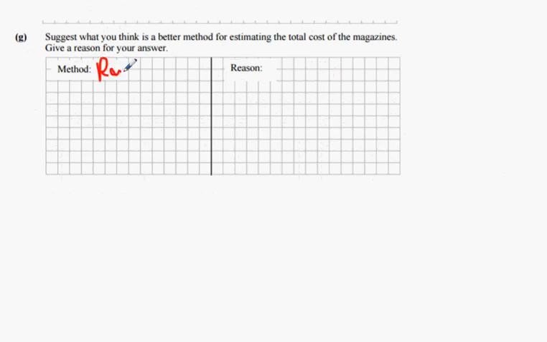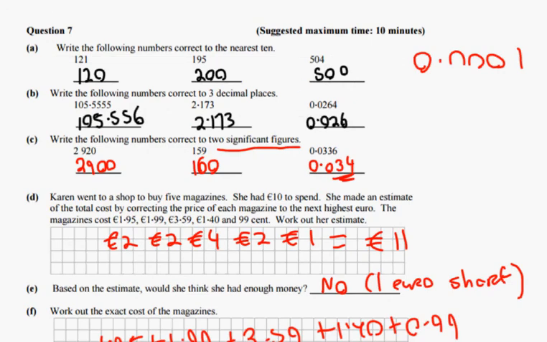Round off to round to nearest euro or nearest 10 cent even. So what would be the nearest? So what'd you say? Yeah, nearest 10 would be pretty good. Look, we'll try the nearest euro and see if it works any better. €2 plus €2 plus €4 plus €1 plus €1.